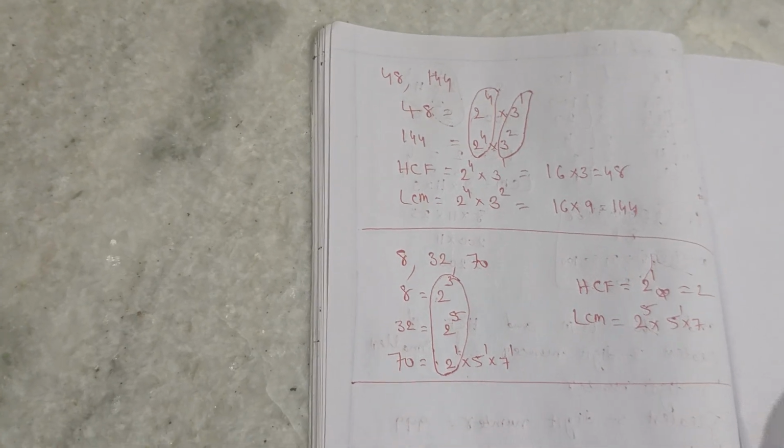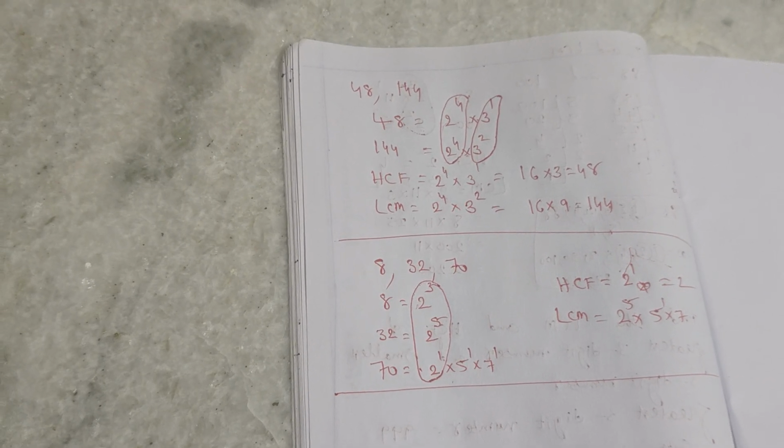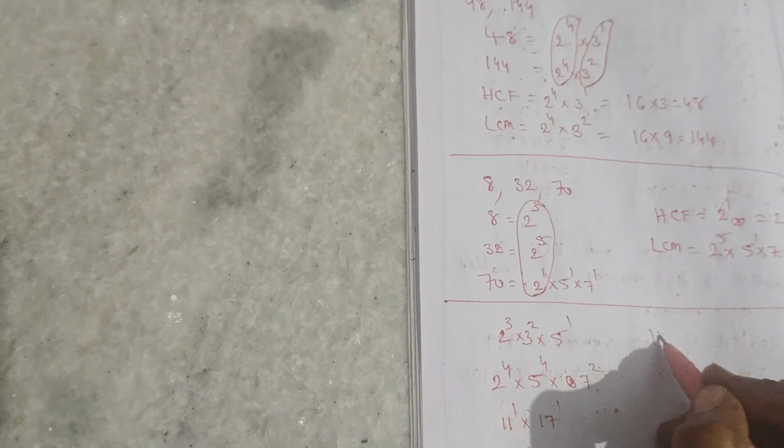Did you understand, children? I forgot to say one thing. Suppose you got, for some numbers, for example, 2 cube into 3 square into 5 power 1. If you are taking three numbers, 2 power 4 into 5 power 4 into 7 power 2, for example. Next, here you got 11 power 1 into 17 power 1. Suppose if you do prime factorization, you got like this. Then how can we find the LCM and HCF? First we'll go for HCF.